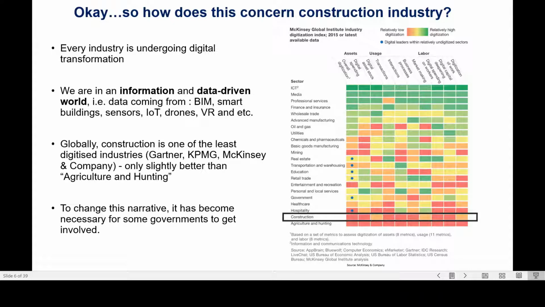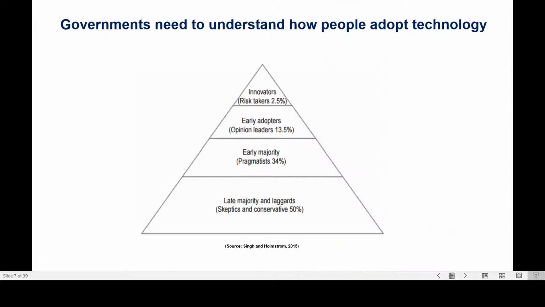Okay, so we want to change that narrative, and governments are doing their best. And this is one of the reasons why they try to get involved through some sort of mandate or the rest. So I'll talk about that shortly. But before I do that, it's important for us and even for governments to understand how people adopt technology. You can't just expect people to become digitally transformed all of a sudden.